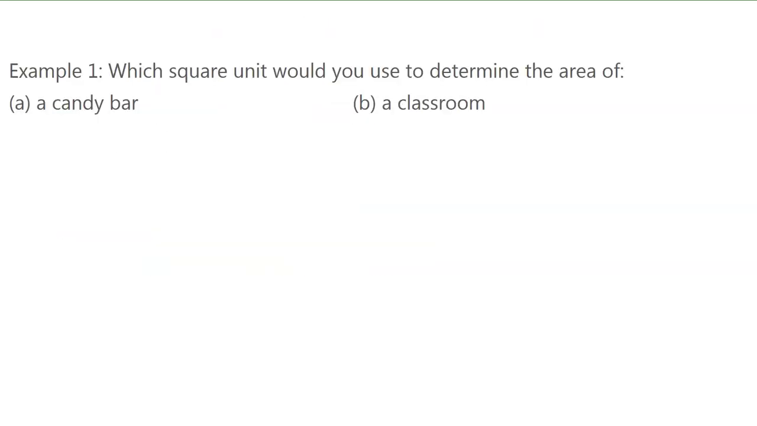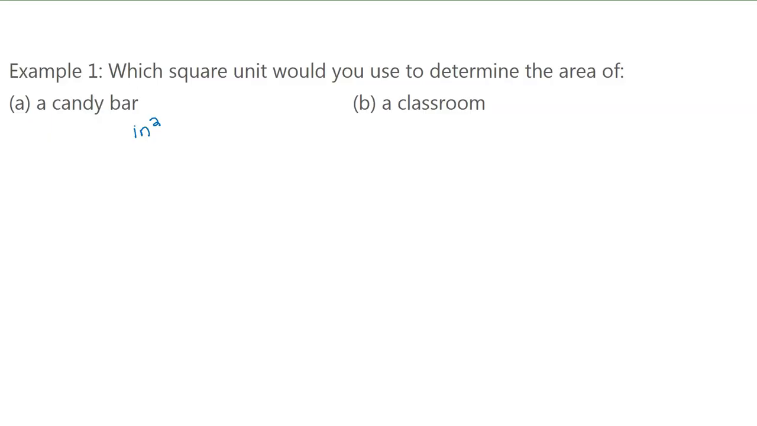So example 1. Which square unit would you use to determine the area of a candy bar? Now, a square foot or square meter would be much too large. A square inch or a square centimeter could both be used, but a square inch is probably more appropriate.